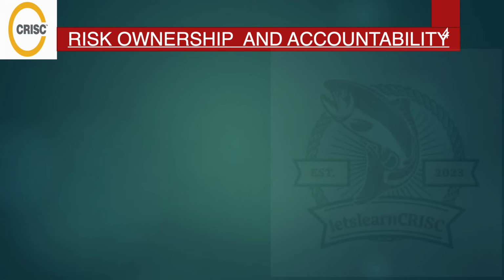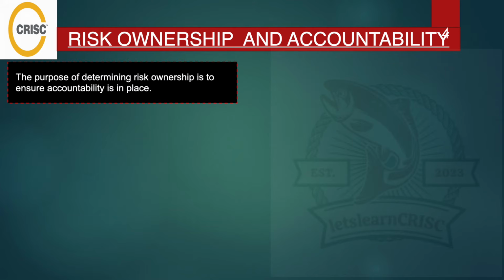Friends, in this risk ownership and accountability, the first point is the purpose of determining risk ownership is to ensure accountability is in place. Friends, this line states that determining the risk ownership is a critical step in the risk management process. So, to ensure accountability within an organization, we can say that there are key reasons why establishing the risk ownership is important.